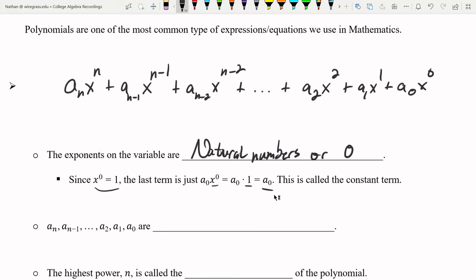This is a constant term. That's the reason why I said it's natural numbers typically, because this is x to the 1. The x to the 0 power just goes away. It's just 1, so it goes away. And this final term here is called the constant term. It's just a naught, just some number. a_n, a_(n-1), a_(n-2), all the way on down to a naught: these are coefficients.